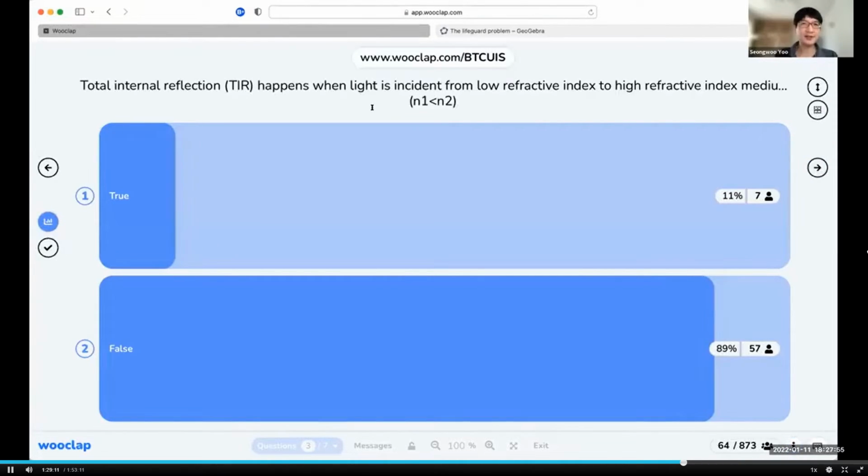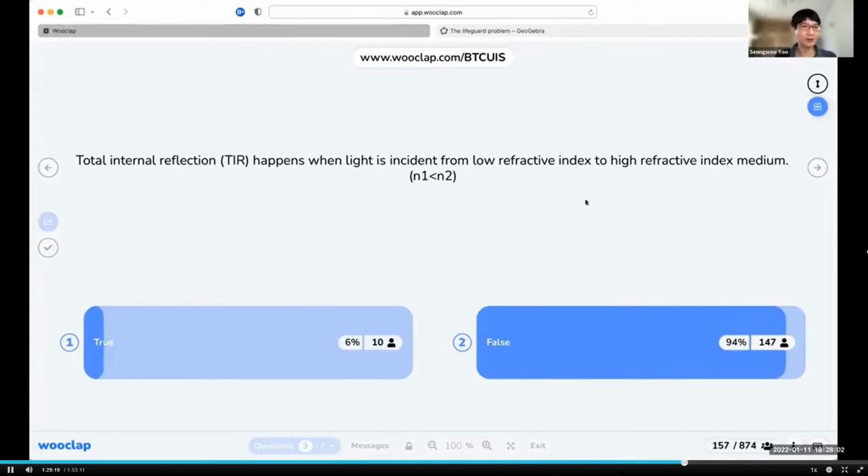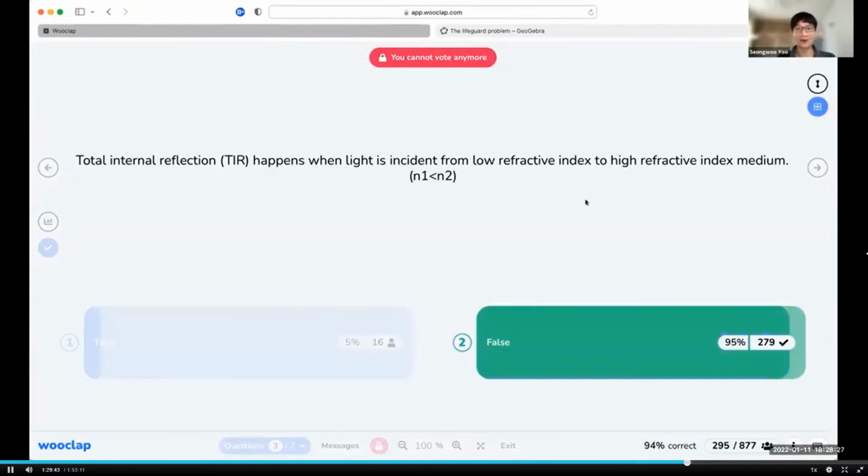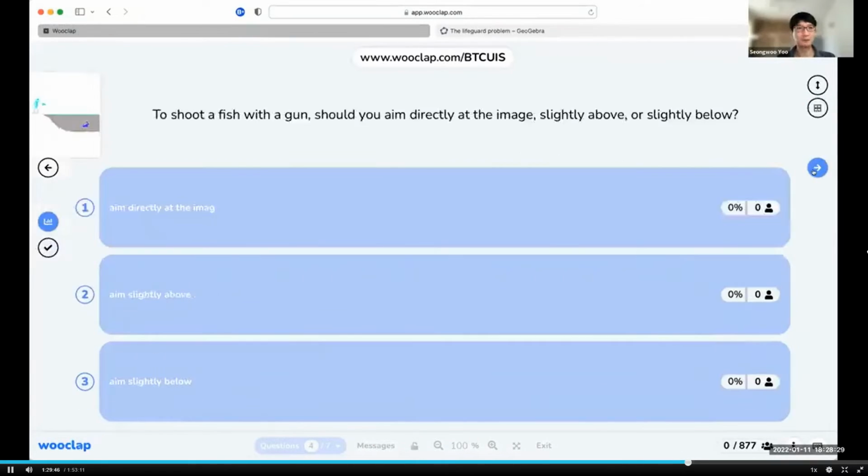Total internal reflection happens when light is incident from lower refractive index to higher refractive index. Is this true or false? Okay, very good. I'm going to close the vote in 5, 4, 3, 2, 1. Okay, the correct answer is first. All right, let me move on to the next question.